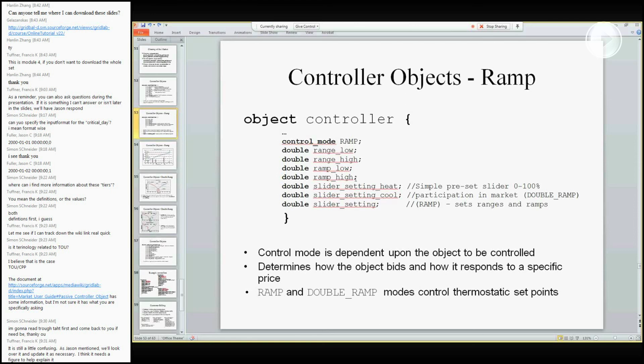And then the other option is you can set this all by hand. Basically, you define each of them individually. This is for ramp mode. If you were using double ramp mode, it would be heating range low, heating range high, cooling range low, cooling range high. So you'd have to specify all those each individually. So in general, for initial experimentation, I'd recommend using the slider settings rather than the range and ramps because there's a lot more to it.